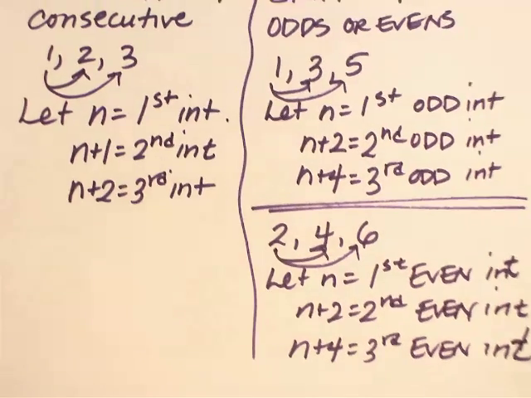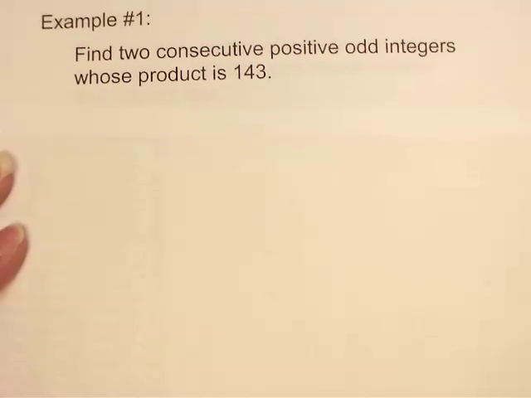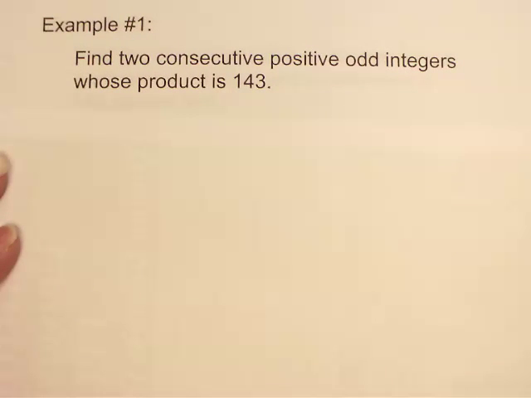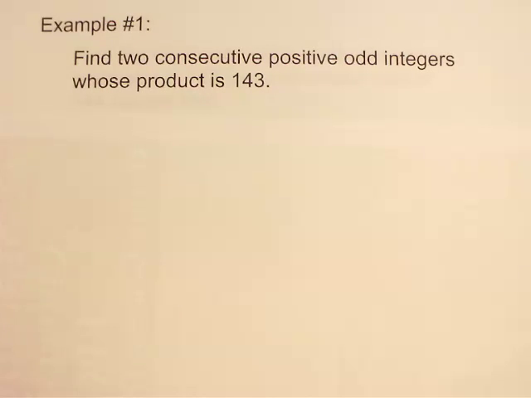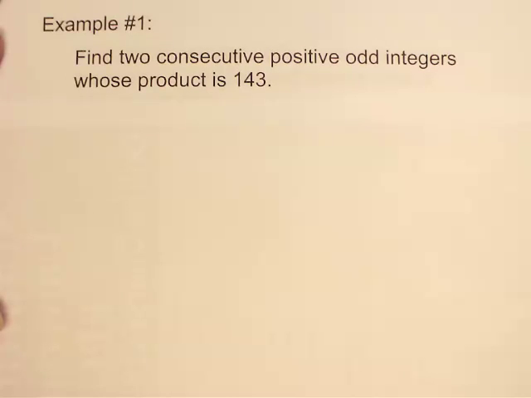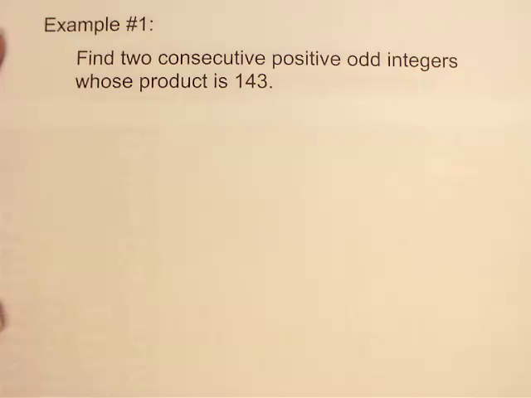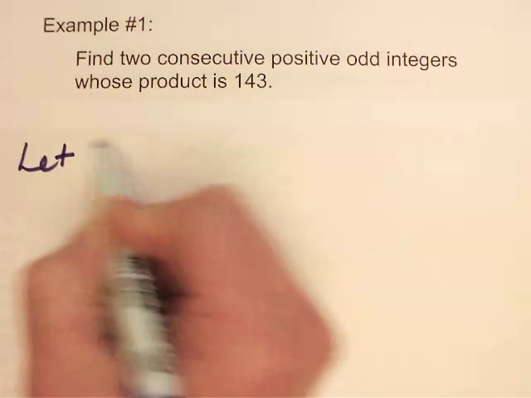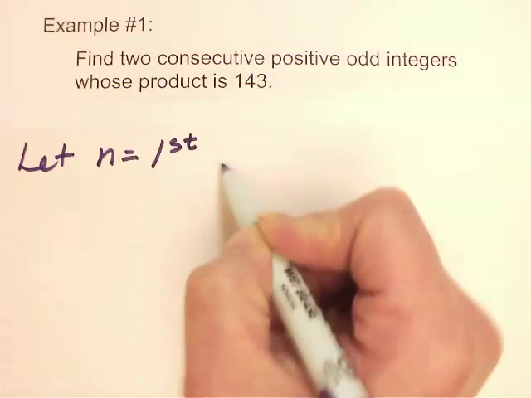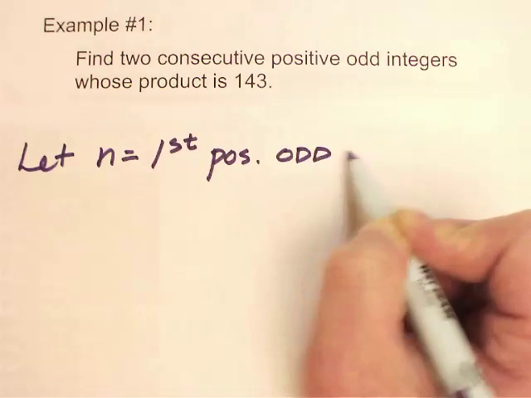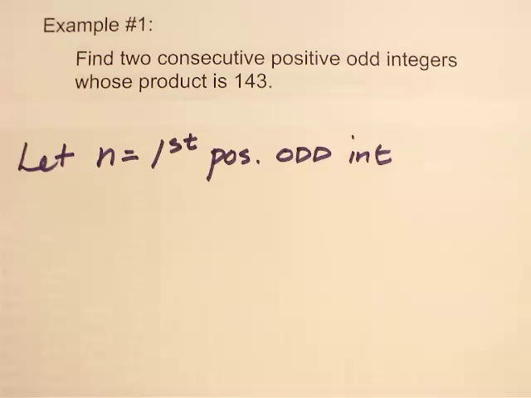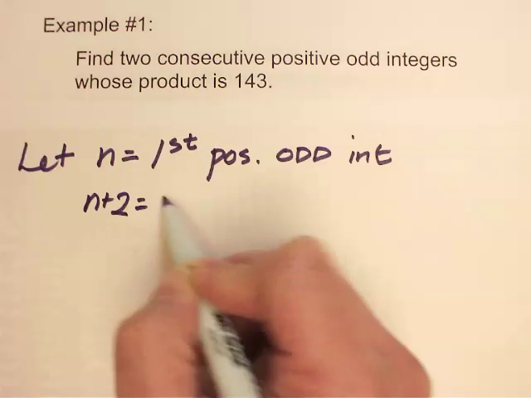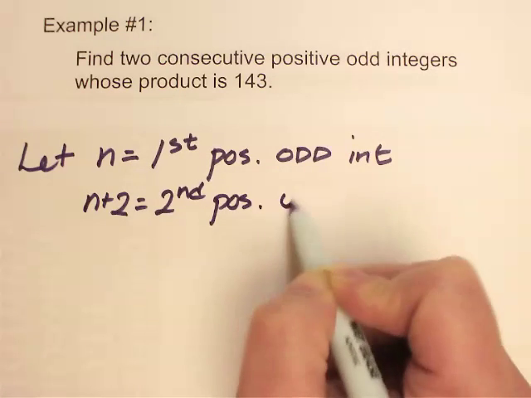Okay, so going back to our example again, now that we have that side note. Example number 1, find 2 consecutive positive odd integers whose product is 143. So in this case, I need 2 consecutive odds. They happen to be positive. So since we need 2 of them, we're going to define 2. So let n equal my first positive odd integer. And then I need the next one. So this one is a skipping case. So the next one would be n plus 2, my second positive odd integer.